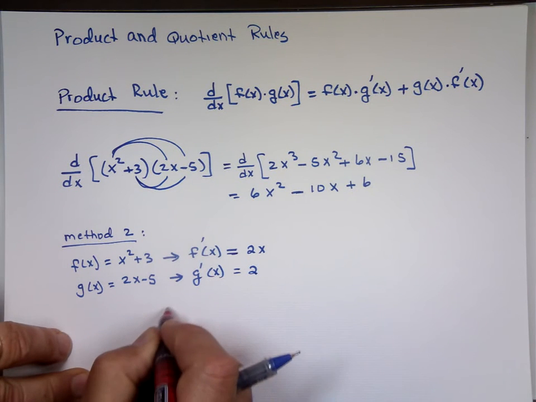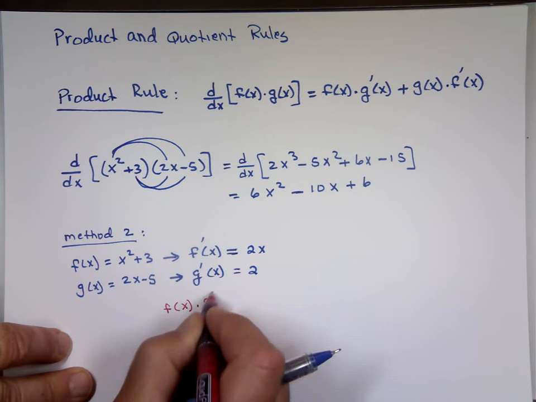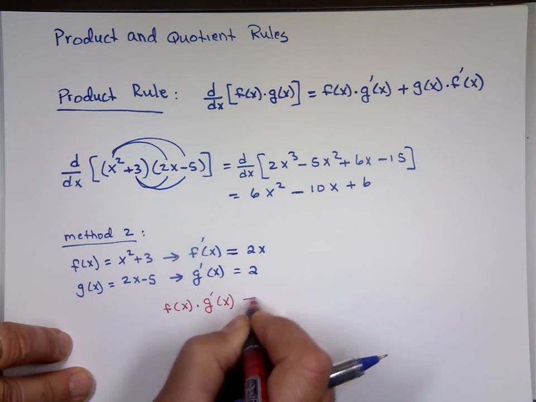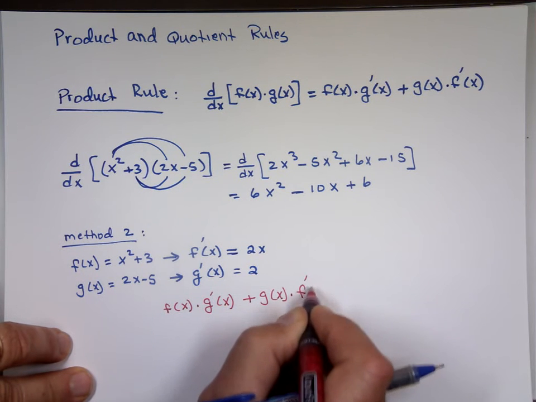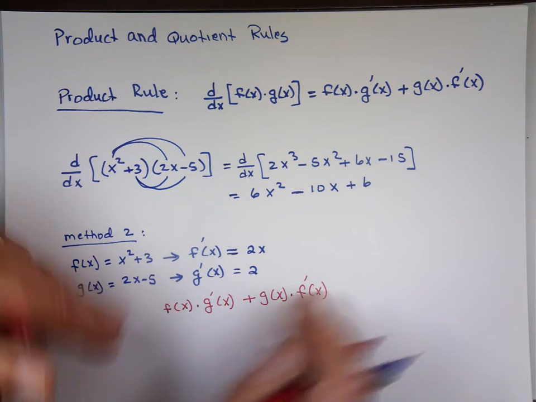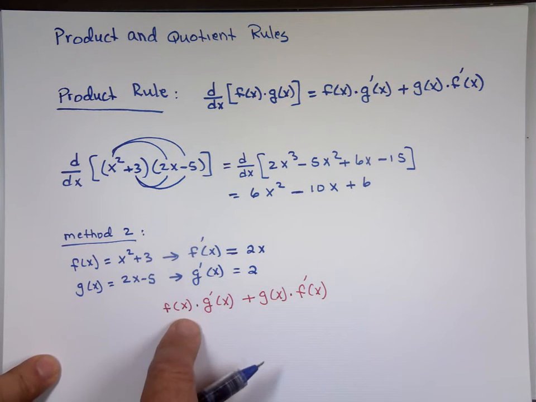It says the answer to that should be f of x times g prime of x plus g of x times f prime of x. By the way, if you reverse them, you're still correct, because you're adding. When you add, it's the same answer. 5 plus 4 is the same as 4 plus 5. So if you write this one first and this one second, that's still okay.